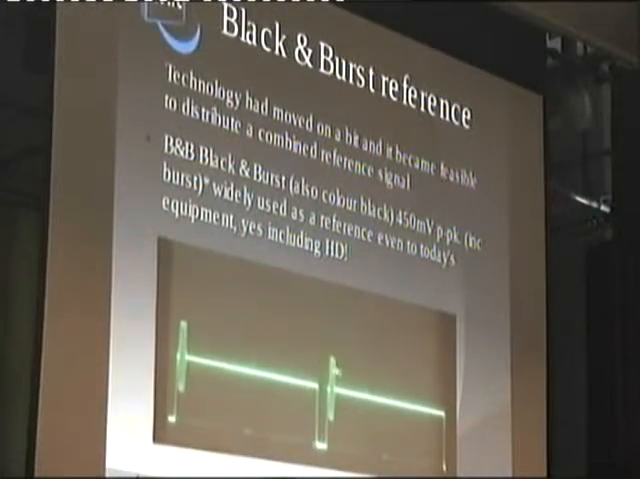I've called it 450 millivolts peak to peak. I'm being pedantic there because that's what it is from there to there. But most people refer to it as 300 millivolts. It's either the sync or the burst, both 300 millivolts, but it's actually 450. I'm being pedantic, I'm sorry. And this reference signal was so popular that it's still in use even today with HD.